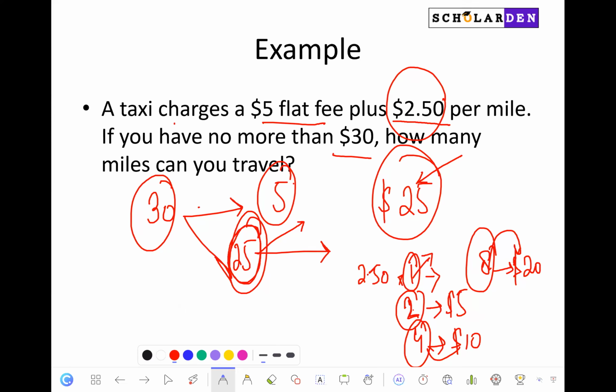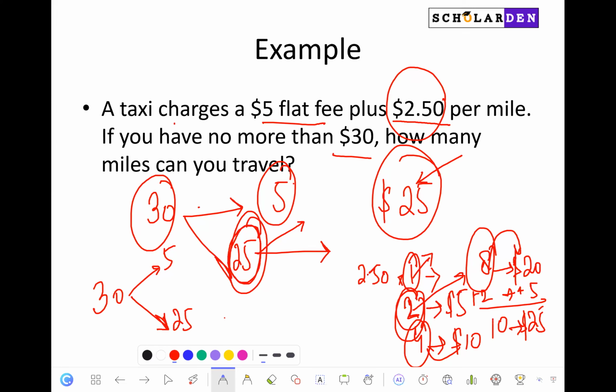And now if I add 2 more miles, so I am going to add +2 and +5 over here. That would be 10 miles and $25. So if I travel 10 miles, I can spend $5 towards the fixed fee and $25 in their totality towards 10 miles. So how many miles can you travel? You can travel 10 miles. I hope this is clear.